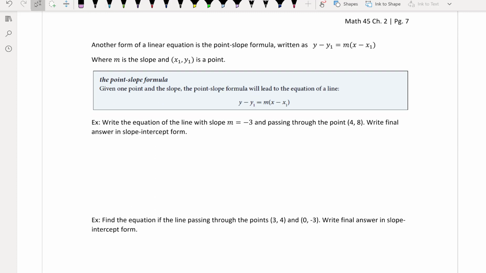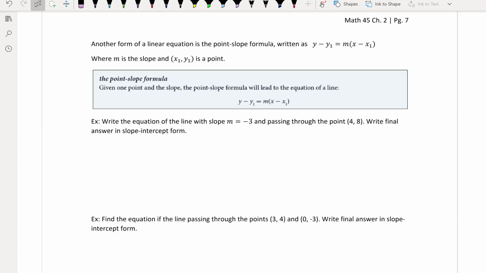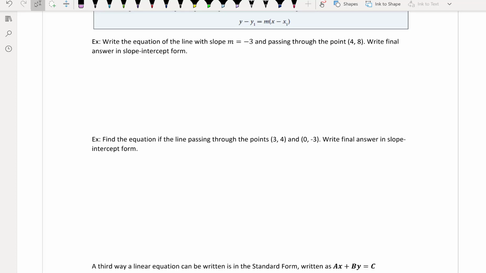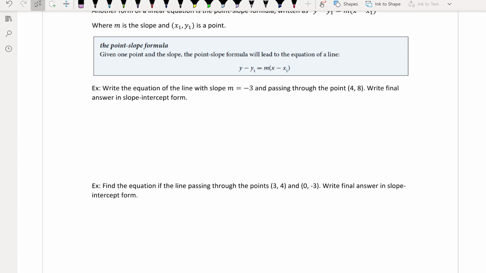Okay, so another form of a linear equation is the point-slope formula written as y minus y1 equal to m parentheses x minus x1. So we're going to use this equation as a method to figure out our answer in slope-intercept form. So it says write the equation of a line with slope m is equal to -3 and passing through this point. So these are the two pieces of information that I need, your slope and the point. So that point, don't forget, that's an x value and a y value.